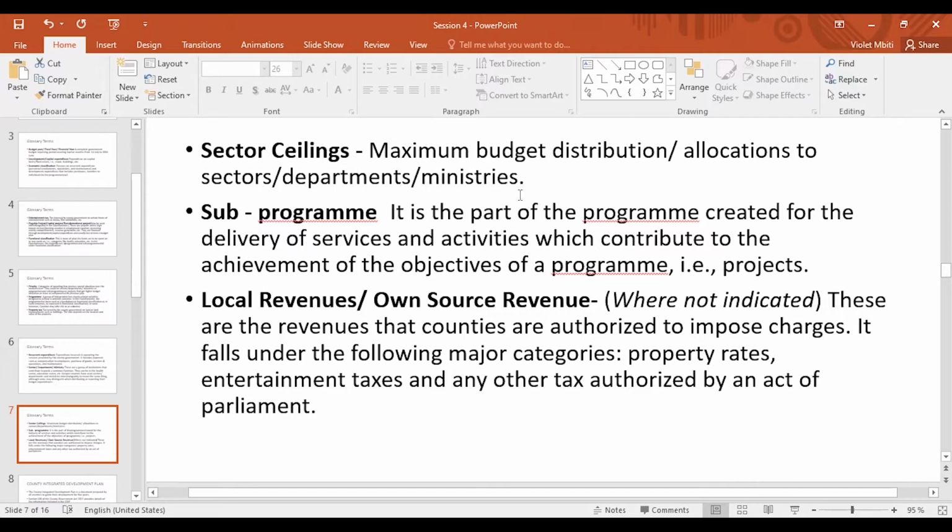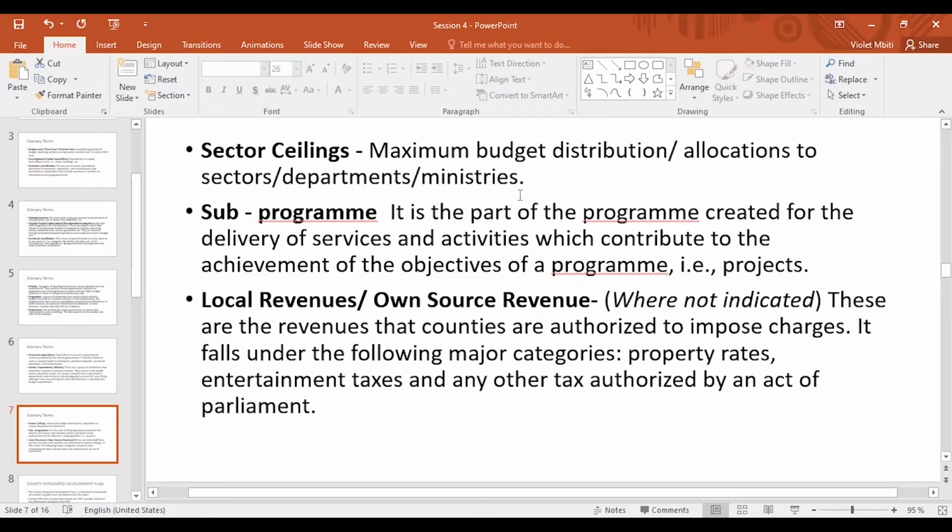And then sub-program. It is the part of the program created for the delivery of services and activities which contribute to the achievement of the objectives of a program. That is projects. So if we have the health sector, they have different sub-programs. One of the sub-programs is called RMNCAH, Reproductive, Maternal, Neonatal, Child, Adolescent Health. You also find that there is research. You also find that there is curative, preventive.